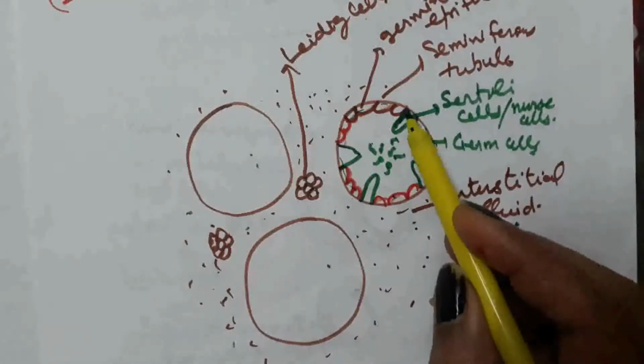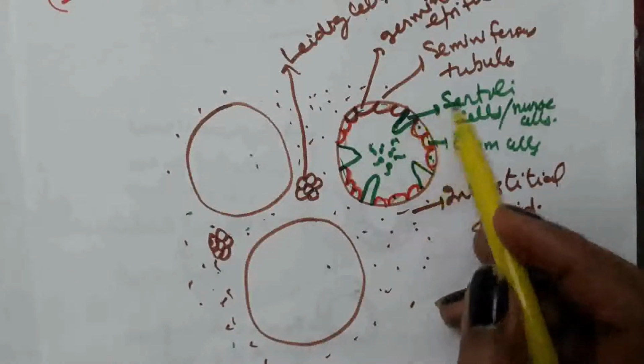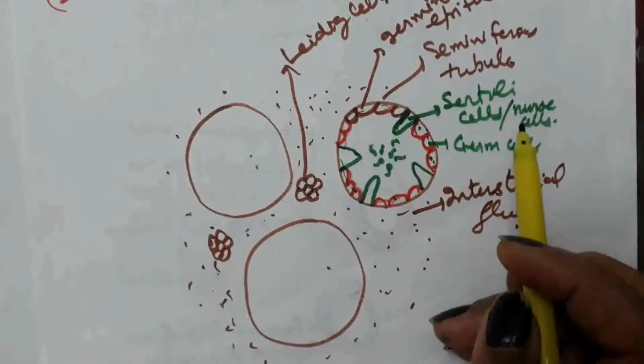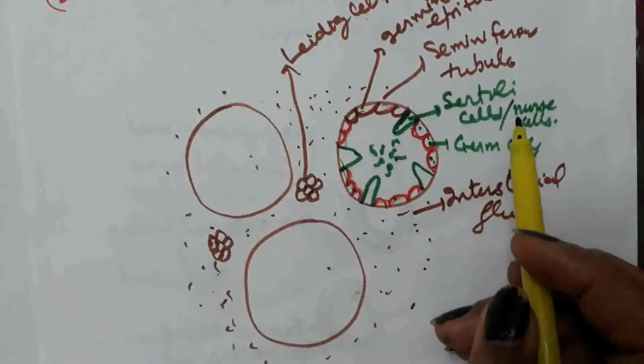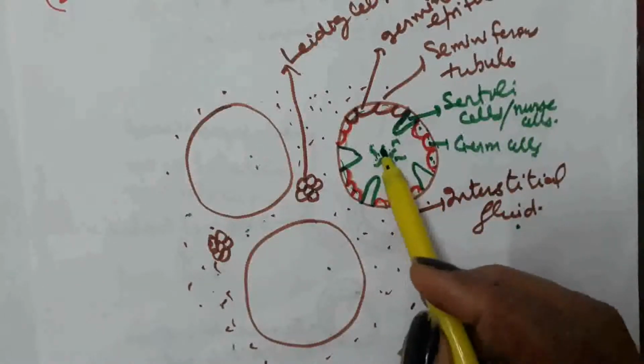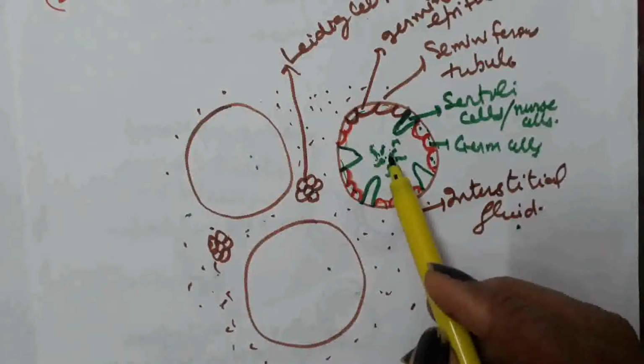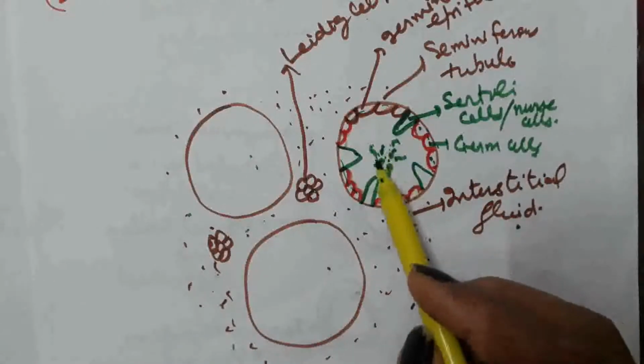Another type of cells are the elongated cone shaped cells, conical in shape. They are known as the Sertoli cells or nurse cells. Why do we call them nurse cells? As they provide nourishment to the developing sperms. In the center of the seminiferous tubule, after the complete process of spermatogenesis, sperms are there.